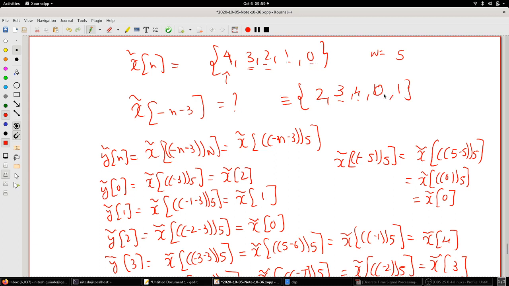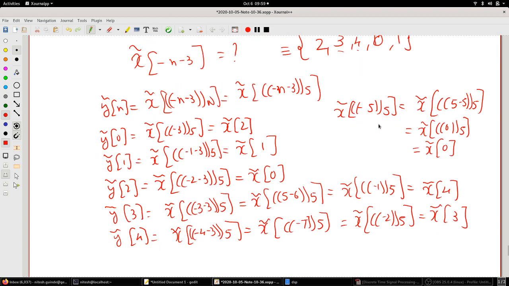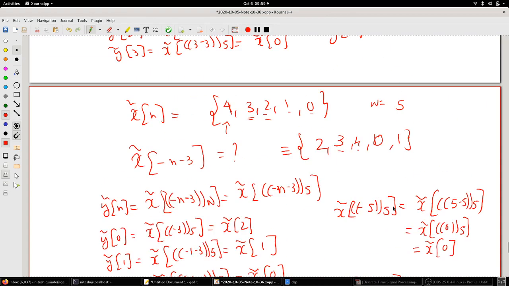Okay. And then comes your y tilde of 4. Y tilde of 4 is x tilde of minus 4 minus 3 mod 5, which is minus 7 mod 5, which is minus 2 mod 5, and that is 3. X tilde of 3 is 1 here. Okay, so that is 1. So you get this new sequence. Clear?